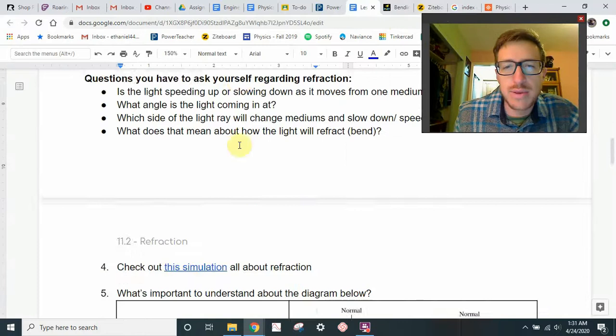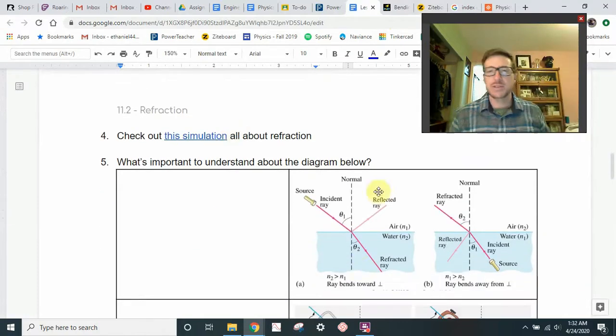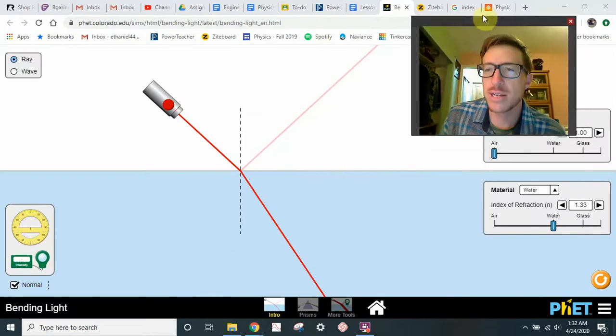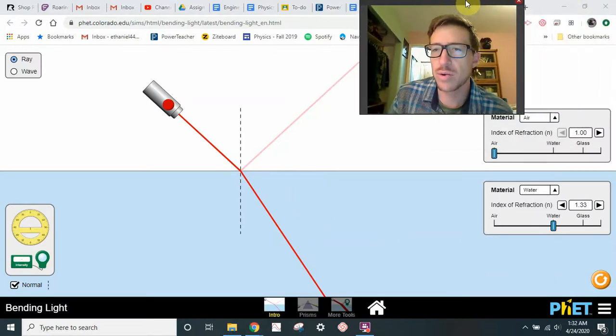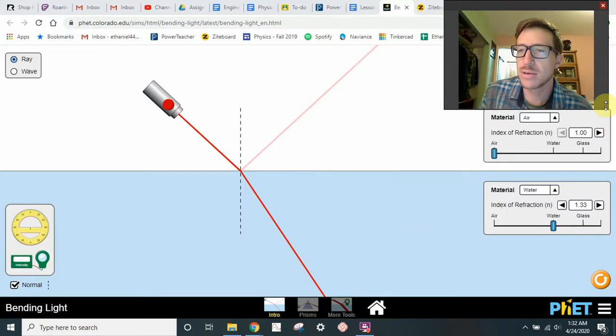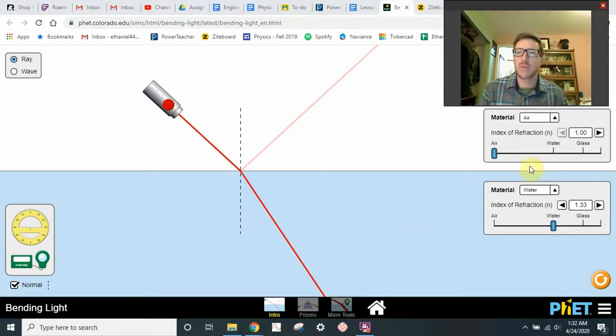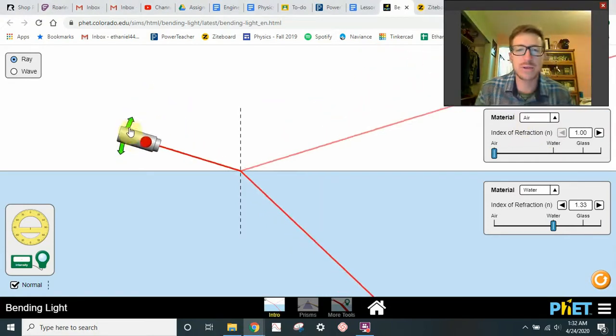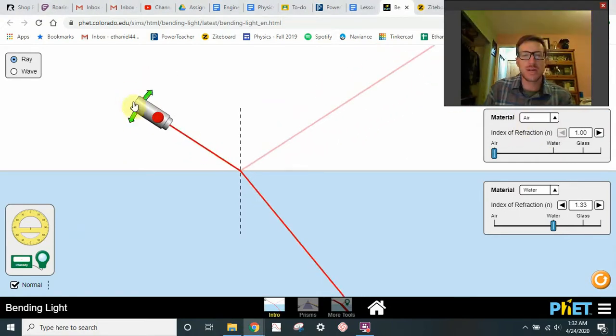And to go a little bit more in depth, we can talk about some diagrams. There's a little simulation I want you to check out. So this is a nice little simulation. We can go through here and mess around with different materials. I can go from air to water, as well as other things, and I have this little laser pointer. I can change the angle at which it's coming in. Now you'll notice that as it goes from one medium to another, from air to water, some of that light is reflected.